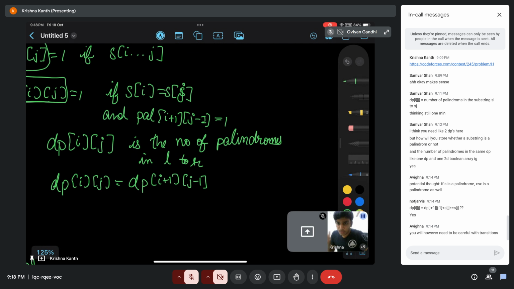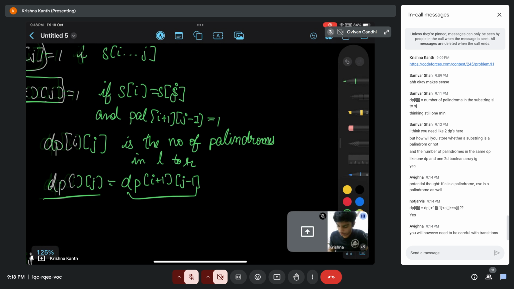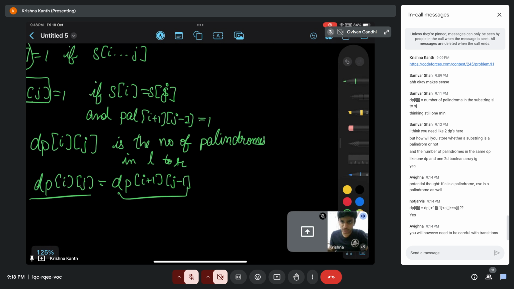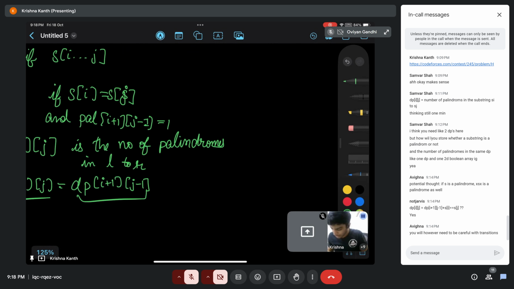What would not be included in dp I plus 1, j minus 1, but can be a palindrome? That might be considered in this but not in this. Okay, I'll just tell the answer. One case is of course if the characters si and sj are equal, then you're adding a new palindrome. That entire substring L to R is a new palindrome. So I'll add it at the end here.